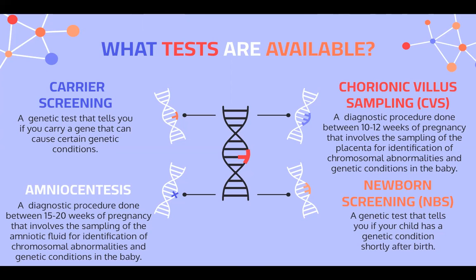Another diagnostic test that we can do during pregnancy, a little bit later, between 15 to 20 weeks, is amniocentesis. This involves the sampling of amniotic fluid for the identification of the same things, chromosomal abnormalities and genetic conditions in the baby. And lastly, there's a test that we can do after the baby is born, which is newborn screening. This is a genetic test that can tell you if your child has a genetic condition shortly after birth.